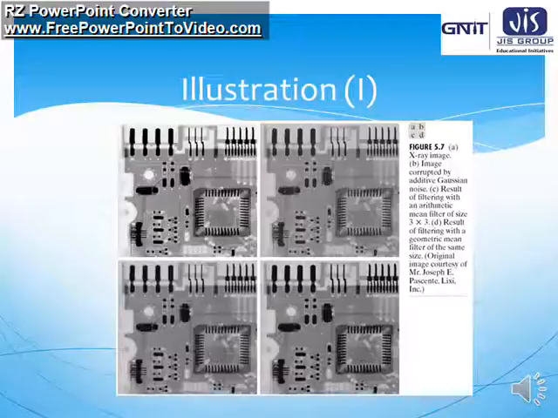So here we can see the first image is a very clear X-ray image of a circuit board, and after the addition of Gaussian noise, the second image appears. If we want to get rid of that Gaussian noise to restore the image, we should see the third and fourth images. The third image is the result of filtering with an arithmetic mean filter of mask size 3x3, and the fourth image is the result of filtering with a geometric mean filter with a 3x3 mask.